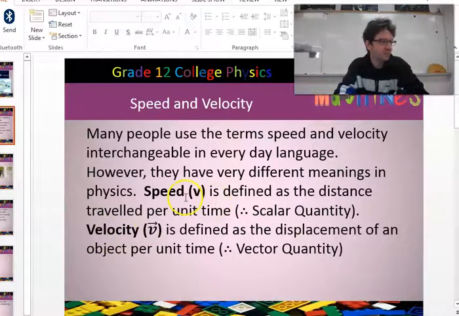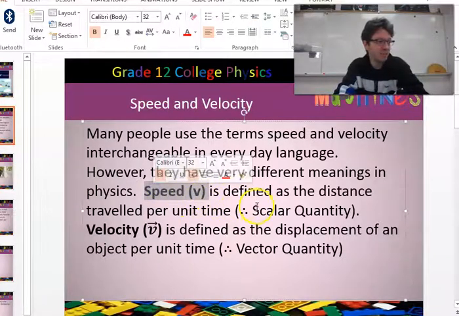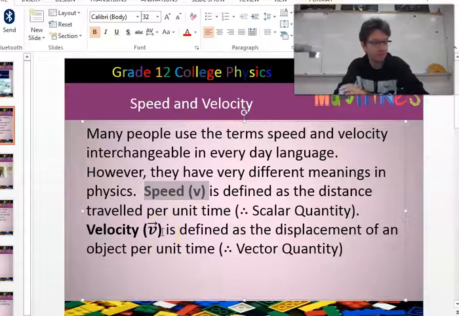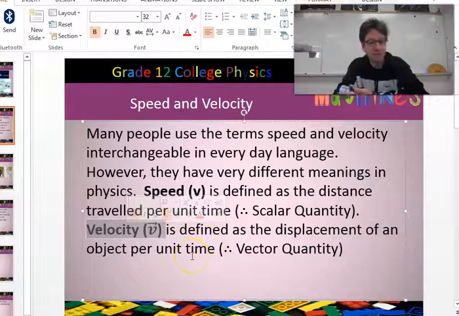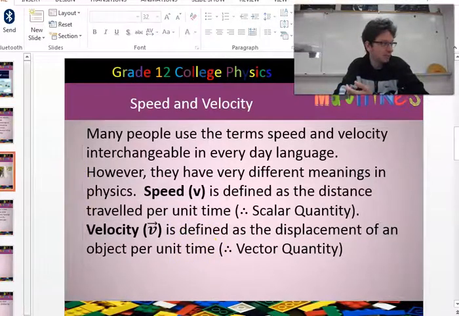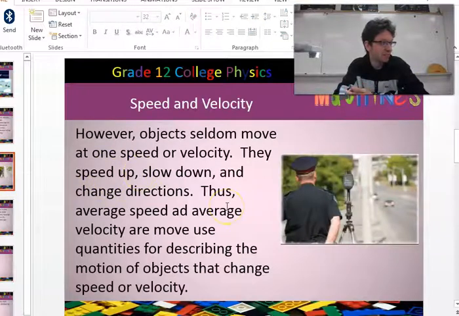So first, speed, we give the symbol v, and velocity the symbol v with an arrow above it. Remember with what we went over yesterday, this should tell you that speed is actually a scalar quantity, which means it only has a magnitude, for example, 100 kilometers per hour. And velocity is a vector quantity. So for example, 100 kilometers per hour north. So that's the main difference between speed and velocity.